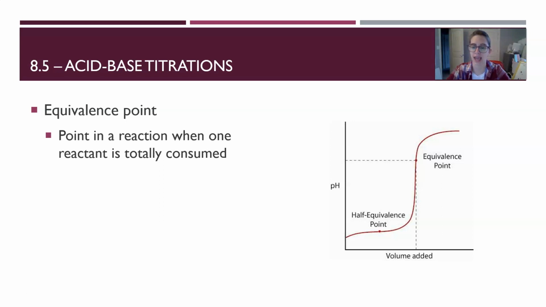Both of these are different from the endpoint, which is the visual indication that you have reached equivalence or you have reached the end of your titration. The ideal is that your equivalence point and your endpoint are really, really close to each other because you want your indicator to be changing color right around your equivalence point. But the endpoint is based on the indicator, so that's the color change that tells you when to stop the titration. The equivalence point is the point at which we actually consume one of the reactants.